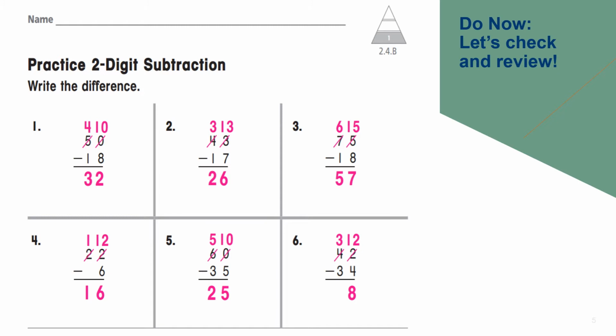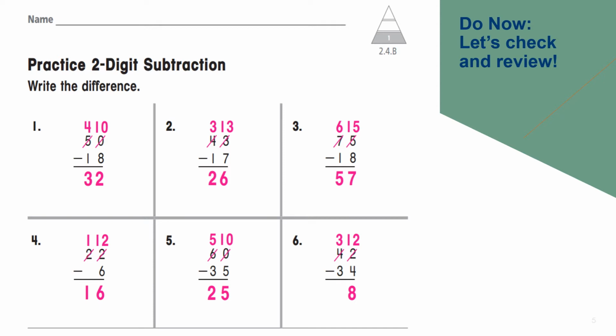Number 1, 50 minus 18. So remember always to line up your ones place. So I'm going to subtract 0 from 8, which I know 0 is a small number to take 8 away from. So that means I have to regroup. So I'm going to regroup from the 5. So the 5 tens is going to become 4 tens, and the 0 ones will now be 10 ones. So now I'm able to subtract 10 minus 8, which gives me 2. And in my tens place, I have 4 tens minus 1. That gives me 3. So my answer is 32.